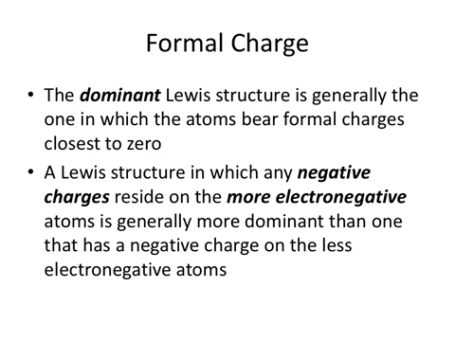So then a Lewis structure in which any negative charges reside on the more electronegative atoms is generally the more dominant one. You're going to see that when we work an example in a second, but right now just kind of write that down.